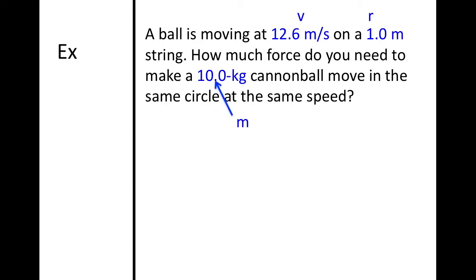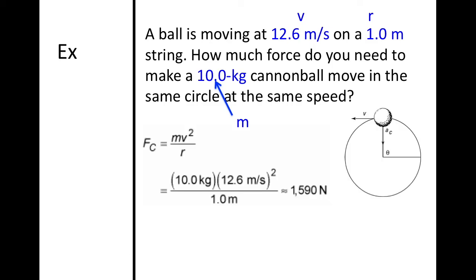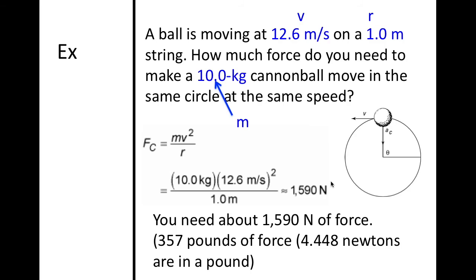All right, so here we have all of our points of data that we are given. When we plug this in to our centripetal force equation, we get 1,590 newtons. What that means is that you're going to need about 1,590 newtons of force in order to keep that cannonball in a circular motion.